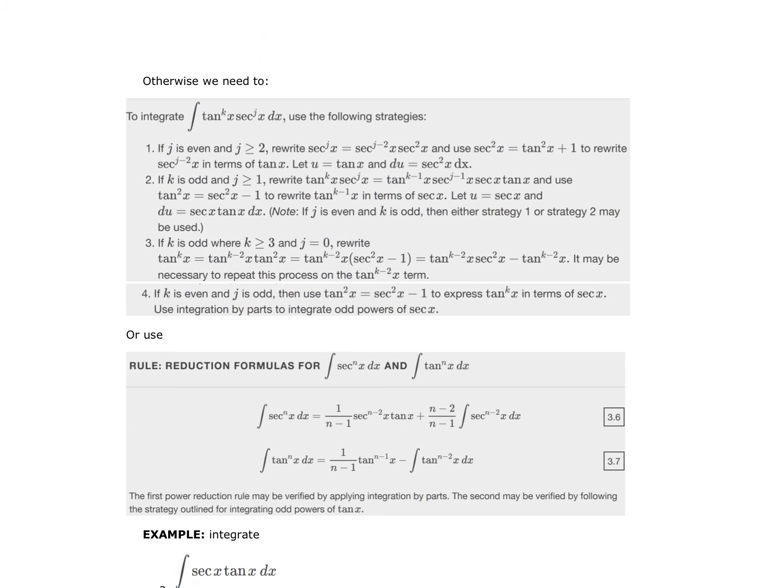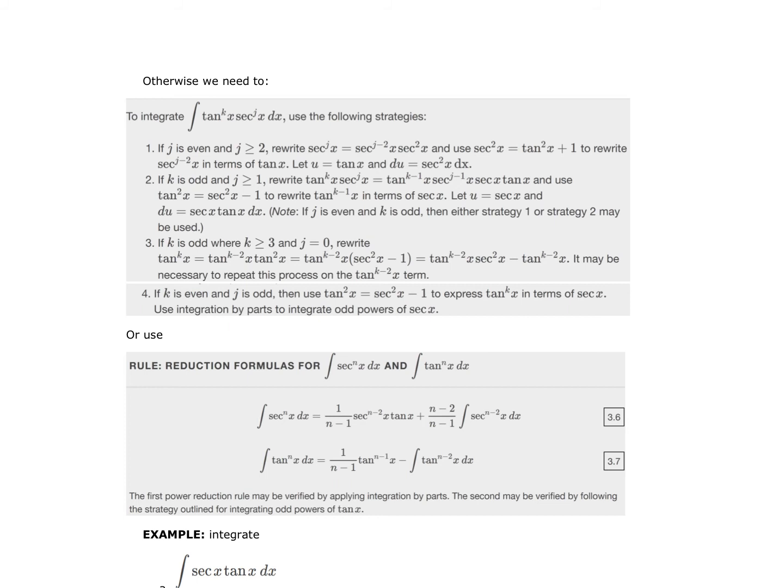So really what I want to do is focus on these. What happens when one of my secants or tangents doesn't have just 1 as an exponent? They both have exponents other than 1. Well, if the exponent on the secant is even and bigger than 2, then I can write the secant to the 4th power as the secant squared times the secant squared.